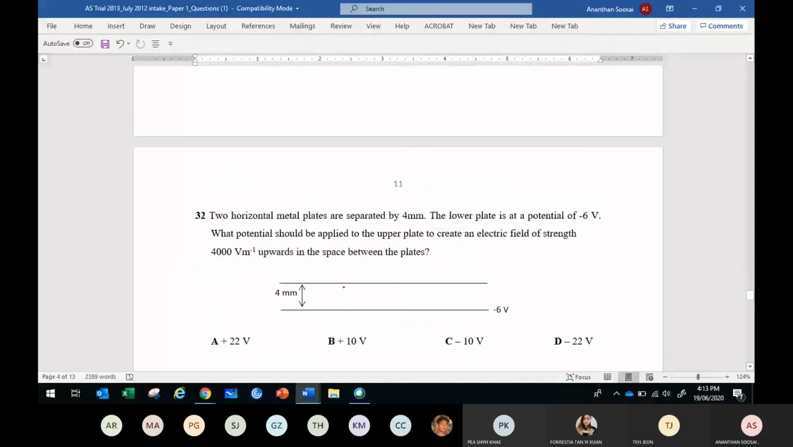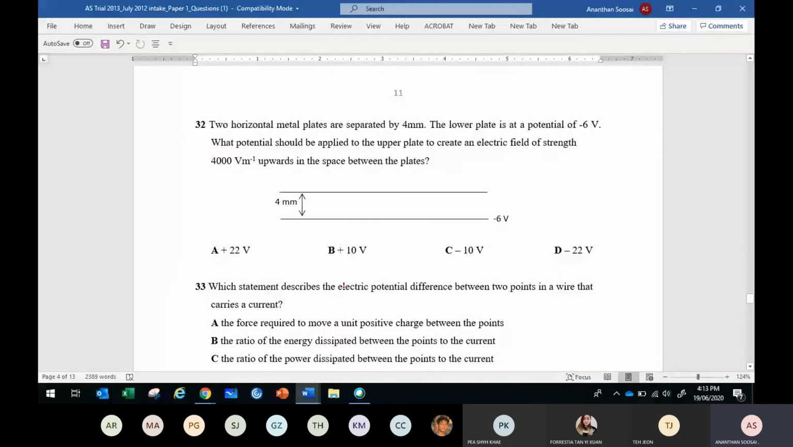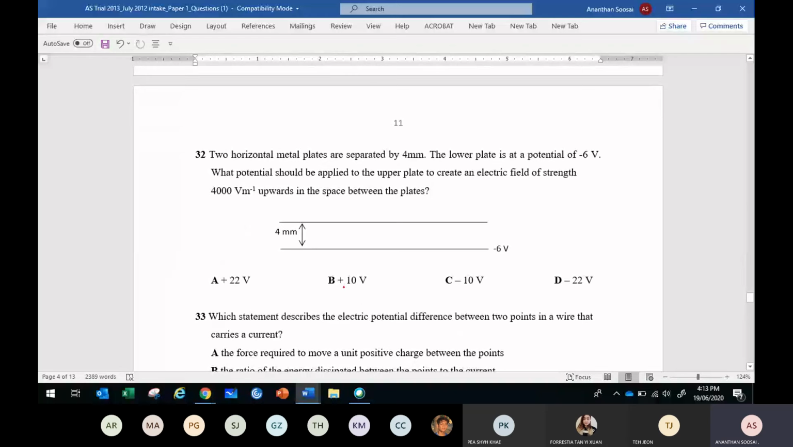Okay. Okay, good question. 32. Give me the answer. It's tricky. 32. Send me the answer.